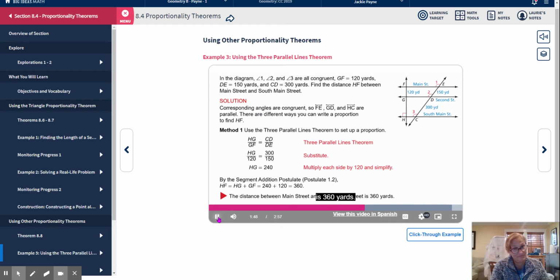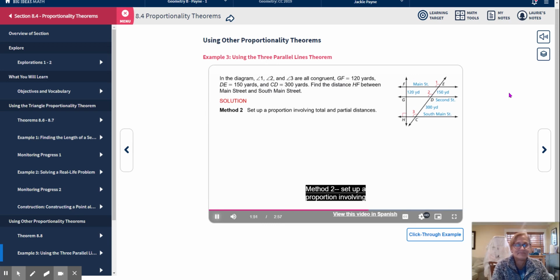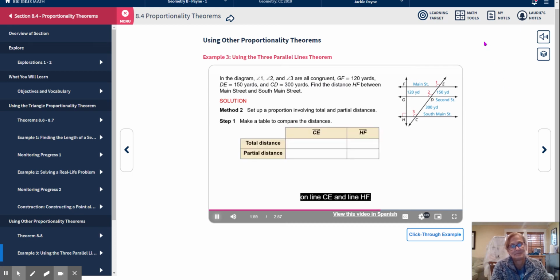Here's another way. Method 2. Set up a proportion involving total and partial distances. Step 1. Make a table to compare the distances on line CE and line HF. By the segment addition postulate, the total distance CE is equal to CD plus DE. Because CD is equal to 300 and DE is equal to 150, CE is equal to 300 plus 150, which equals 450. You are trying to find the total distance, HF. The partial distance, DE, is equal to 150, and the partial distance, GF, is equal to 120.